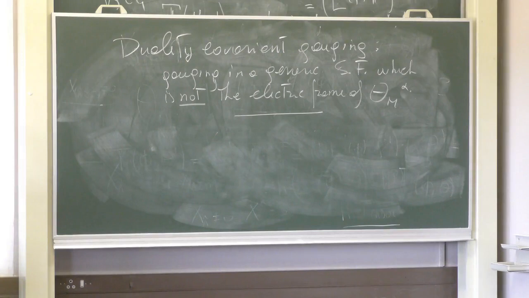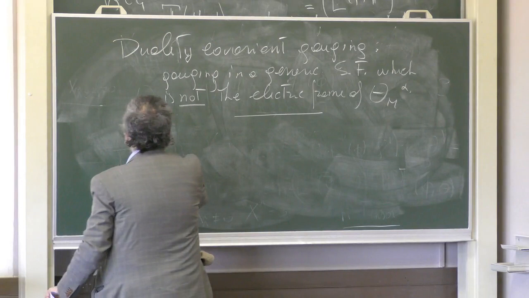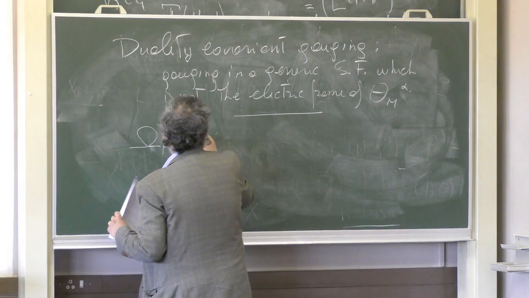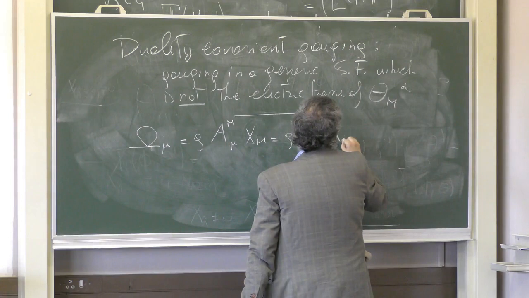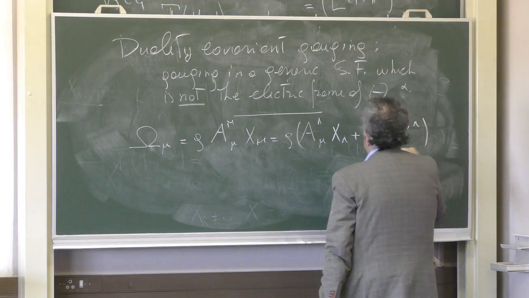So, where do we start from? In order to construct this theory, we start from the gauge connection. So we start defining a gauge connection, which is equal to theta A^M_mu, theta X in X_M, that is g, A^lambda_mu X_lambda plus A_lambda mu X^lambda. We write the connection as we wrote before.